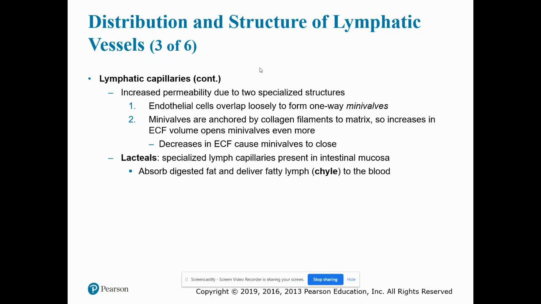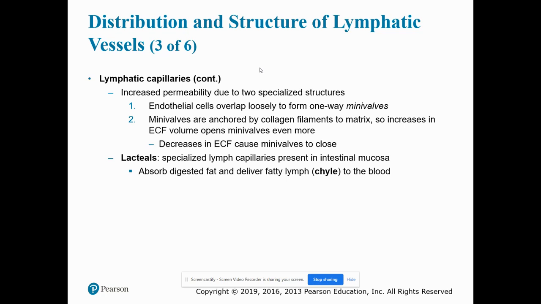So whenever there is an increase in extracellular volume, and that's what ECF stands for, extracellular fluid volume, it's going to cause the mini valves to open even more. However, a decrease in extracellular fluid volume is going to cause the mini valves to close.